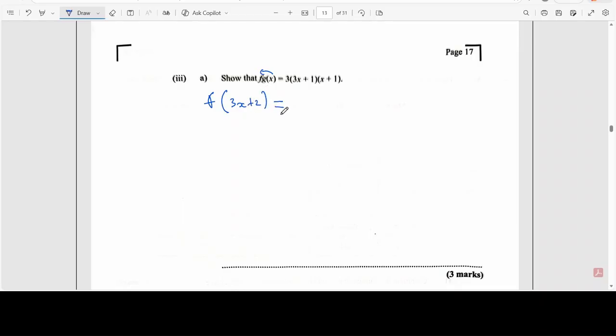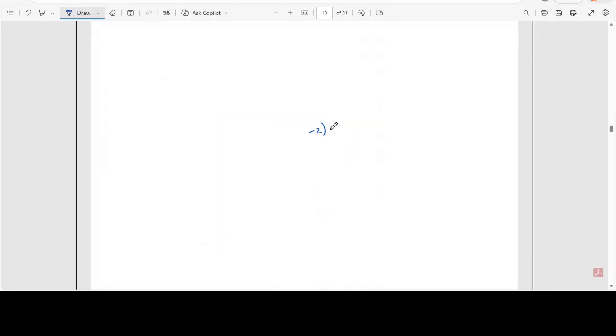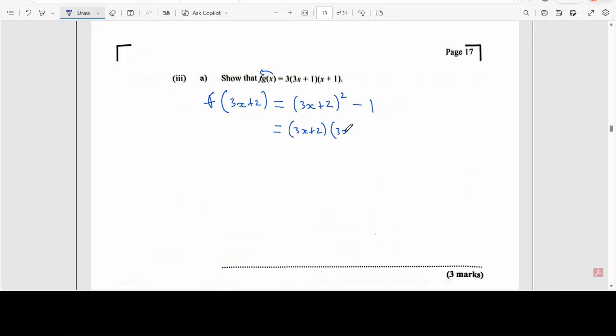So that will equal to, so the f function is x squared minus 1. So wherever we see x, we need to put this in the bracket, right? So this will become 3x plus 2 squared minus 1. Right? You replace the x in the f function with the g function. So then we need to square this out. This is double brackets, 3x plus 2 multiplied by itself. And we have minus 1 here.